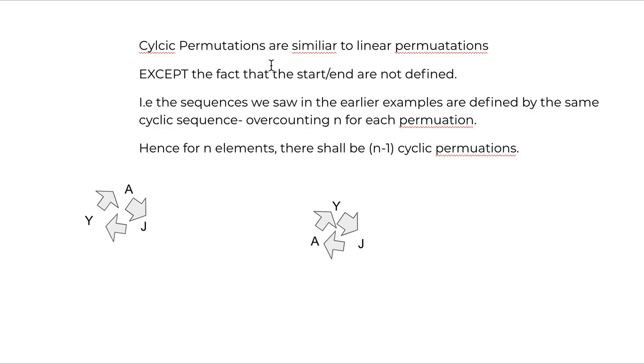Because when I wrote this cyclic permutation AJY, it could have started from 3 points, right? But they all are the same cyclic permutation. So we overcount it every time by n, and so we divide n factorial by n, that is n minus 1. So for n elements in a circle, there would be n minus 1 factorial cyclic permutations.